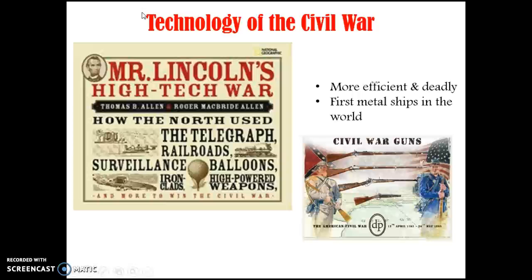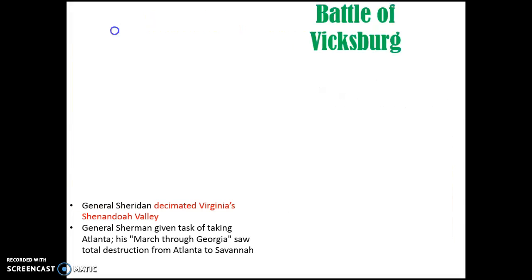So let's look at the new weapons of the war. There were several. They were more efficient and deadly. You're also going to have the first metal ships in the world used in this war. Of course, you have the telegraph, the railroads, surveillance, high-powered weapons, balloons, Civil War guns. All this is going on during this war.